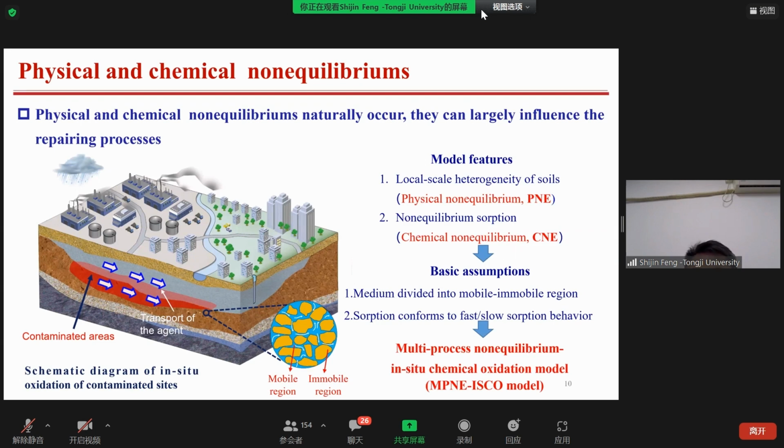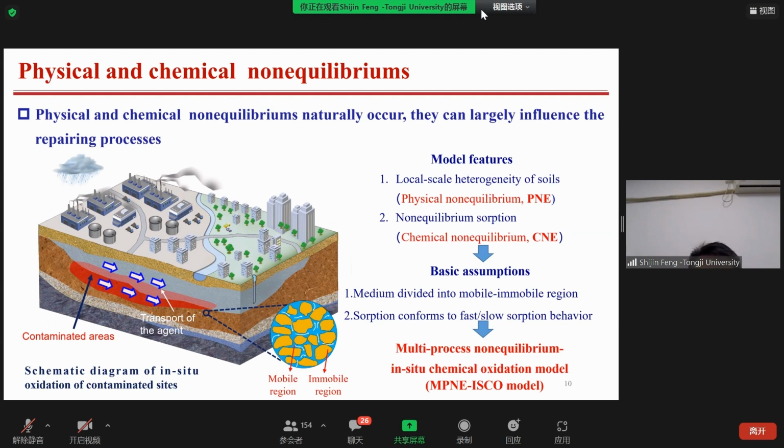Physical non-equilibrium is due to the local scale heterogeneity of soils. Here we call it PNE for short. Chemical non-equilibrium is due to the non-equilibrium sorption. We call it CNE for short. In order to consider the 2 types of non-equilibriums, we assume that soils consist of mobile and immobile regions, as shown in the left figure. And we assume that the sorption conforms to fast or slow sorption behavior.